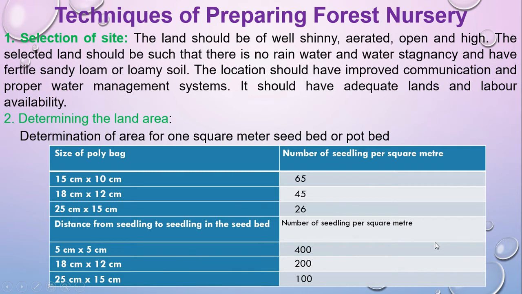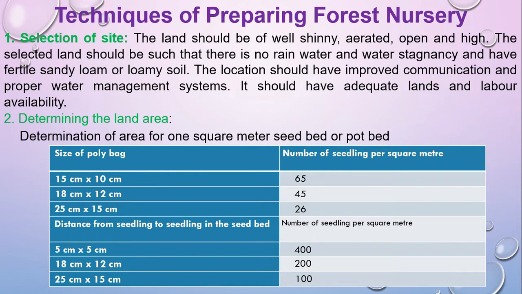First one is selection of site. We have to select a site that is sunny, well drained, aerated, open and high land. You have to remember that the selected land should have no rainwater or water stagnant condition, and have fertile sandy loam or loamy soil, because we know that loamy soil is best for all types of crop cultivation, and definitely fertile soil. The location should have improved communication, that means the transport system will be proper, and a proper water management system. There should be adequate land and labor availability.